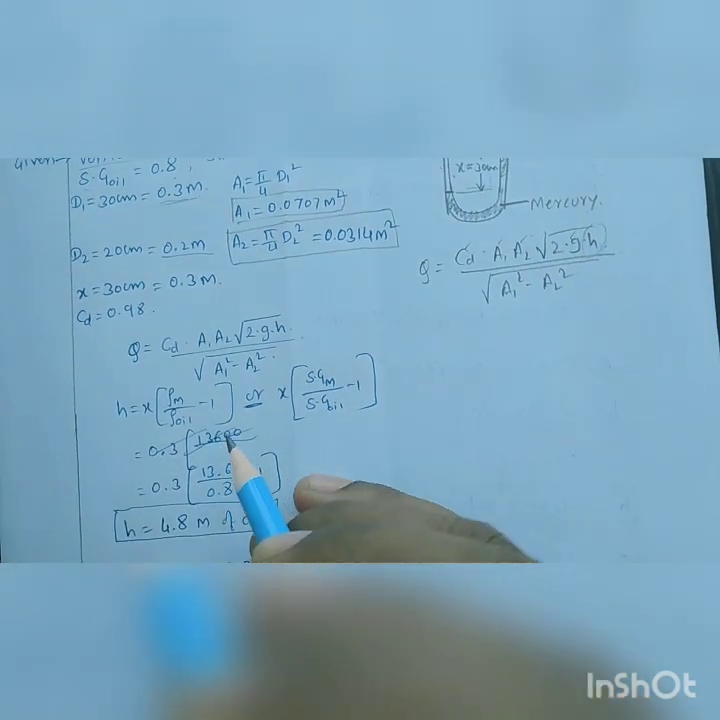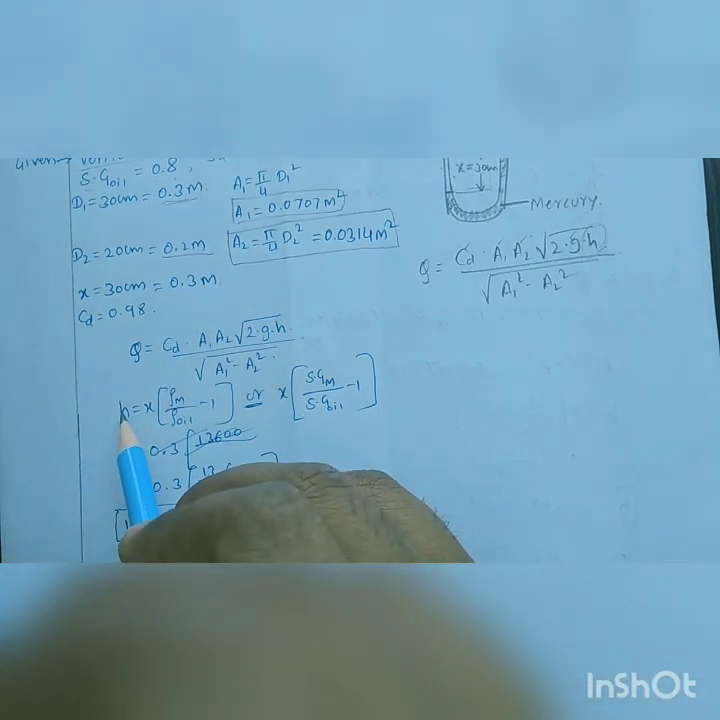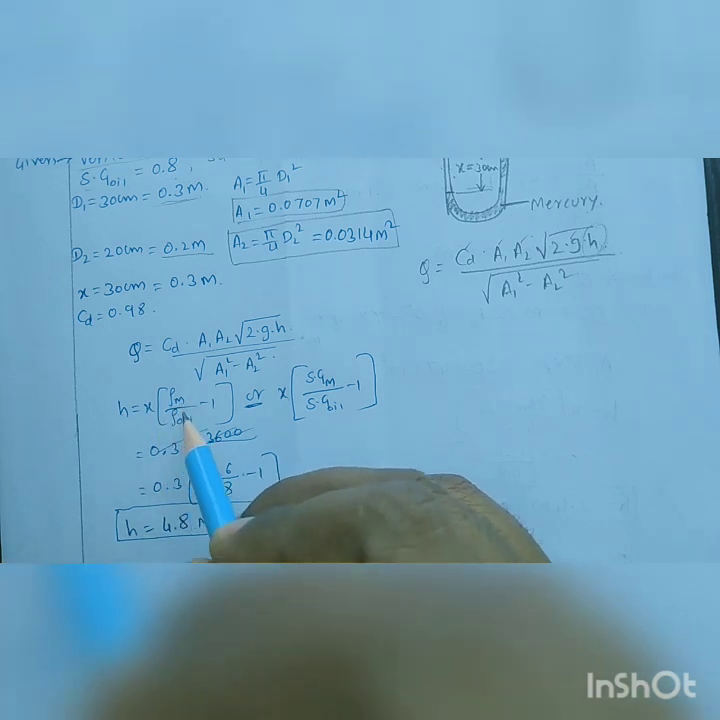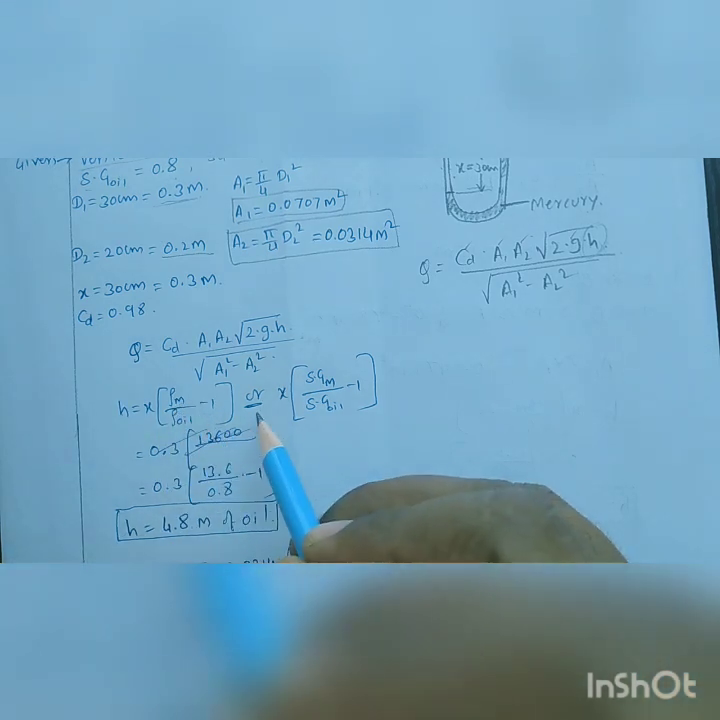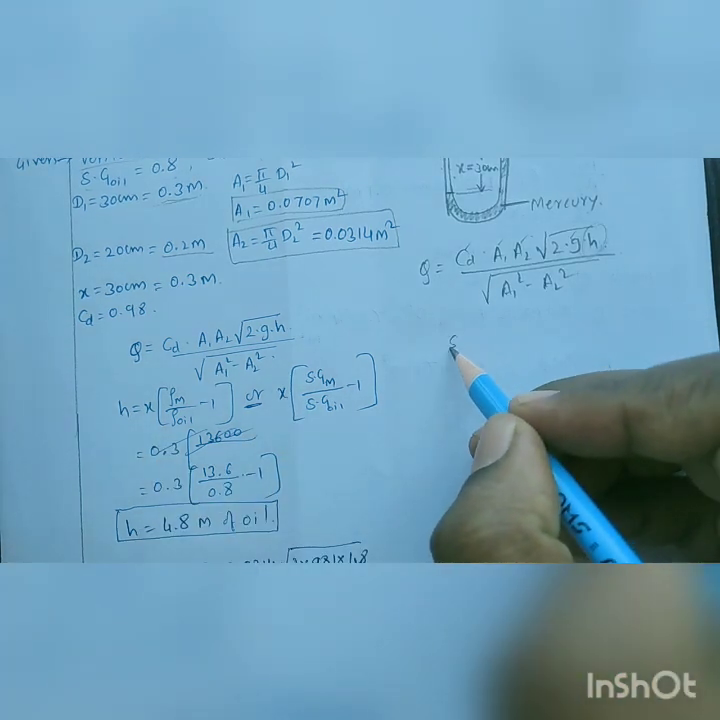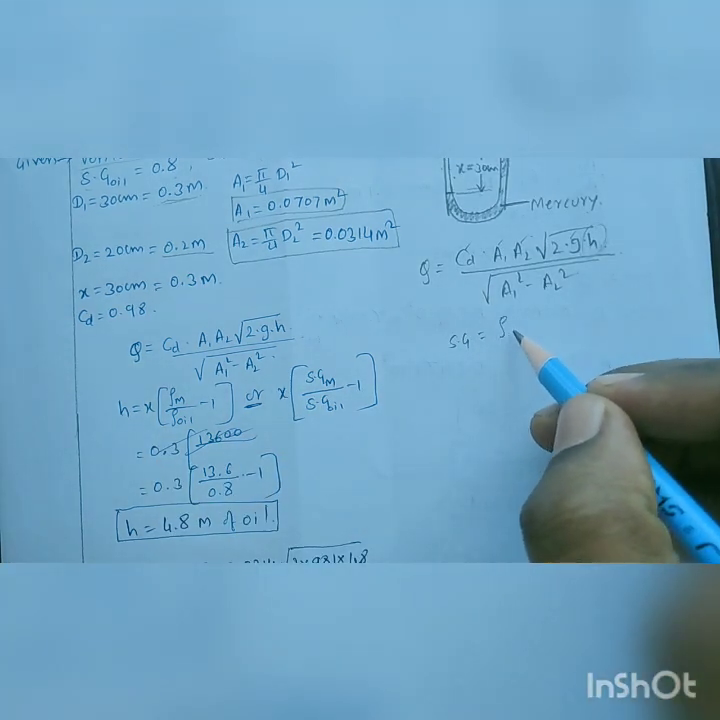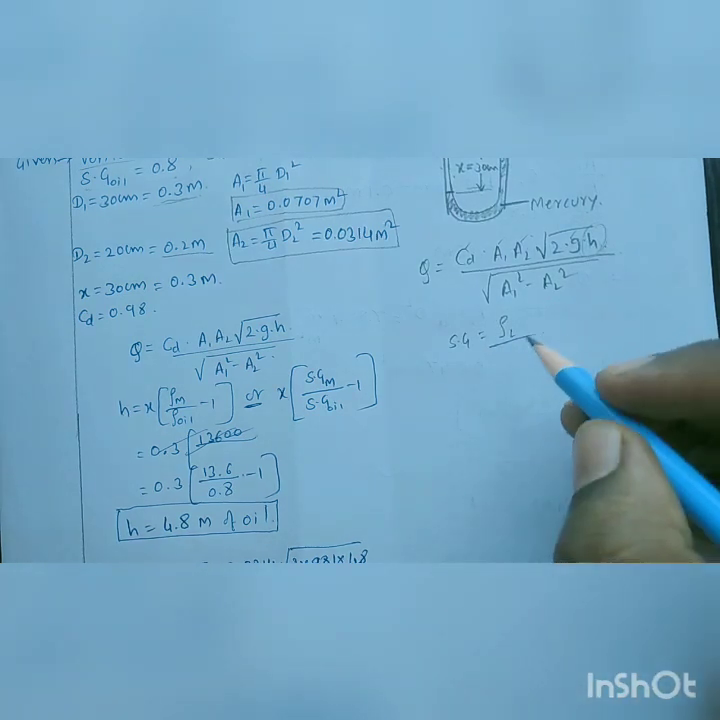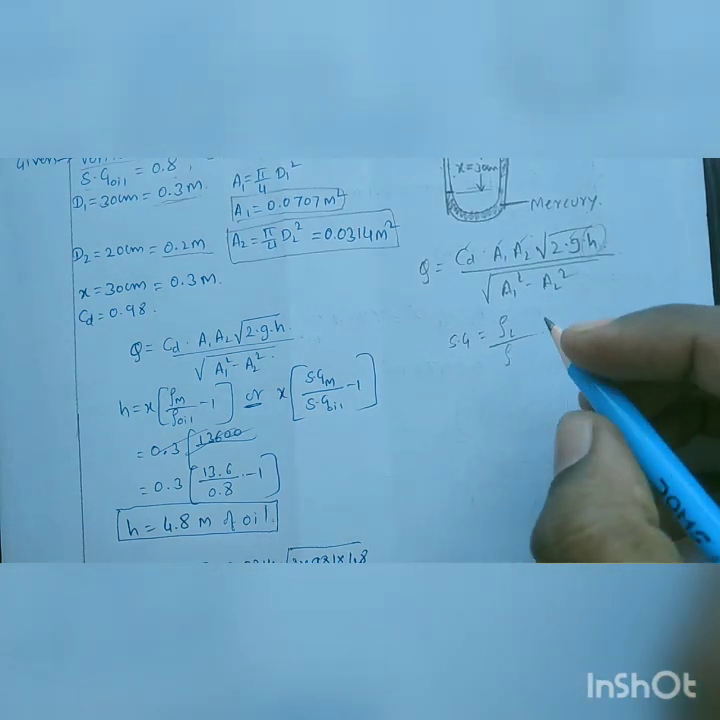Okay, how to find H? So H is equal to X into density of mercury divided by density of oil minus 1, or you can also write it in terms of specific gravity. So what is specific gravity? Specific gravity is density of liquid, whichever liquid you have considered, divided by density of standard liquid.